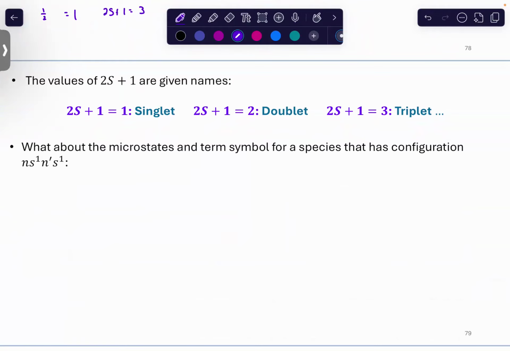But let's make it a little bit harder. Let's say we have this. So instead of both of the electrons in the same subshell, they're now in different S subshells, okay? So what are all the possible microstates that we can have here? Well, we know for S, your L quantum number is 0. The only possible M sub L is 0.